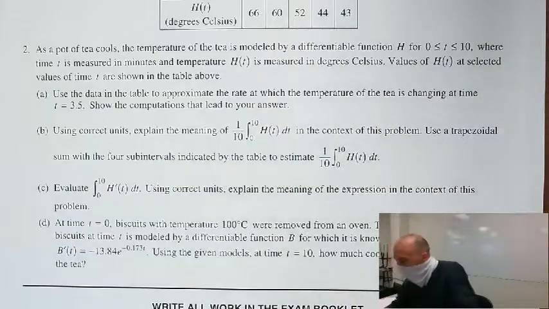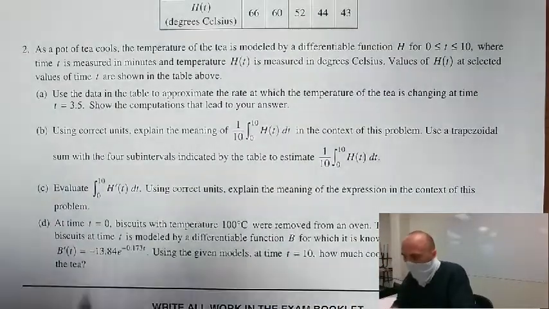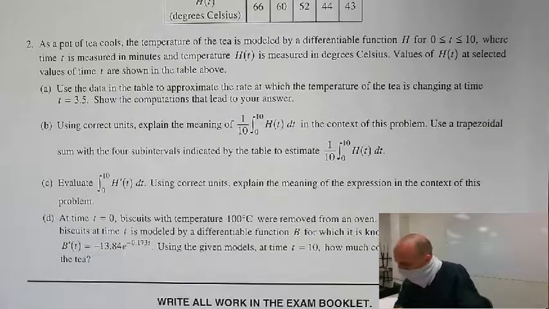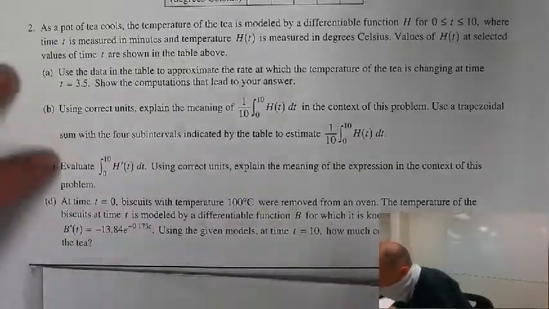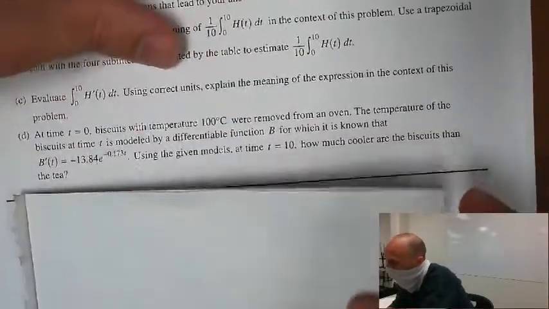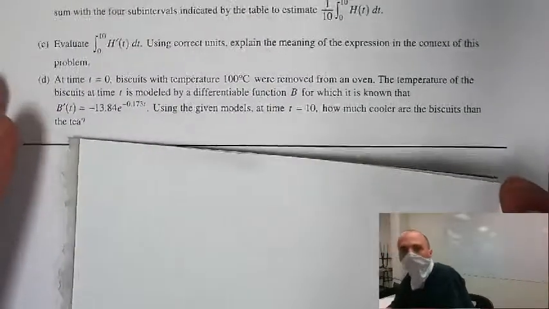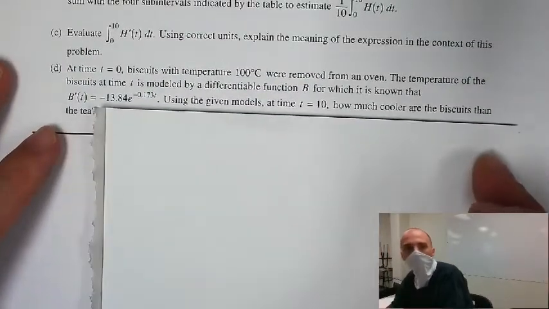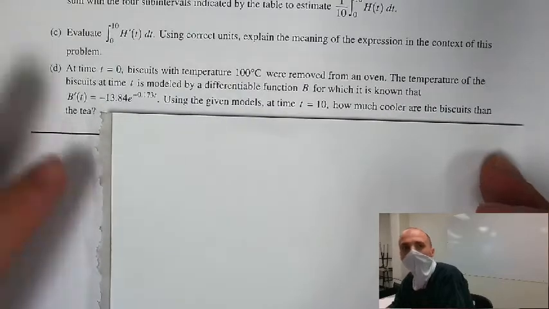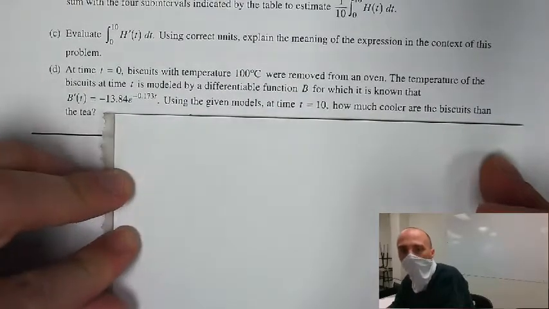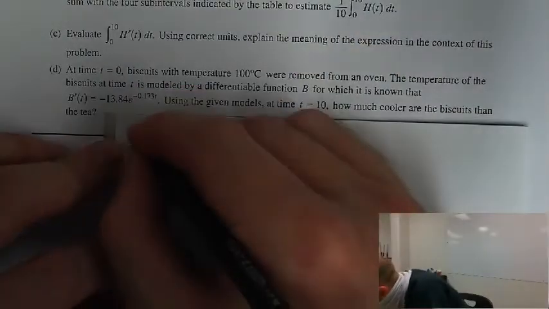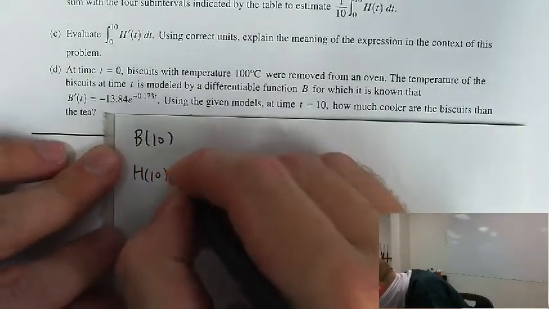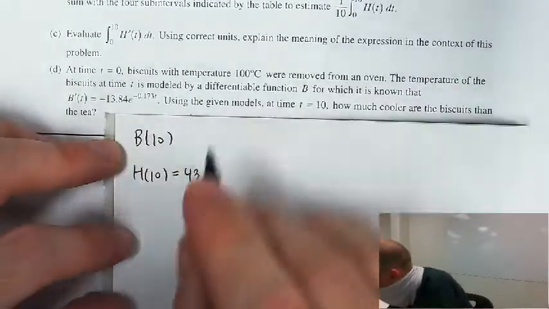What's part D? Oh, okay. This one I'm probably going to need a new sheet before. At time t equals 0, biscuits with temperature 100 degrees Celsius were removed from an oven. The temperature of the biscuits at time t is modeled by the differentiable function b, for which it's known that b prime is that. Using the given models at time t equals 10, how much cooler are the biscuits than the tea? Well, I just need to find b of 10 and compare it to h of 10, which is equal to 43, and then subtract them.